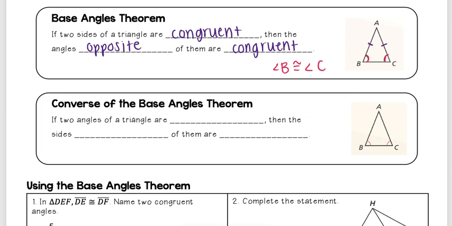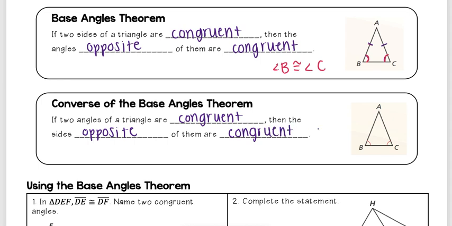Then I can also do the converse of that. So if you remember when we talked about converse, we just switch the hypothesis and conclusion. And so I can basically switch this around and it's still going to be the same thing. And so basically, if two angles of a triangle are congruent, then the sides opposite of them are also congruent.